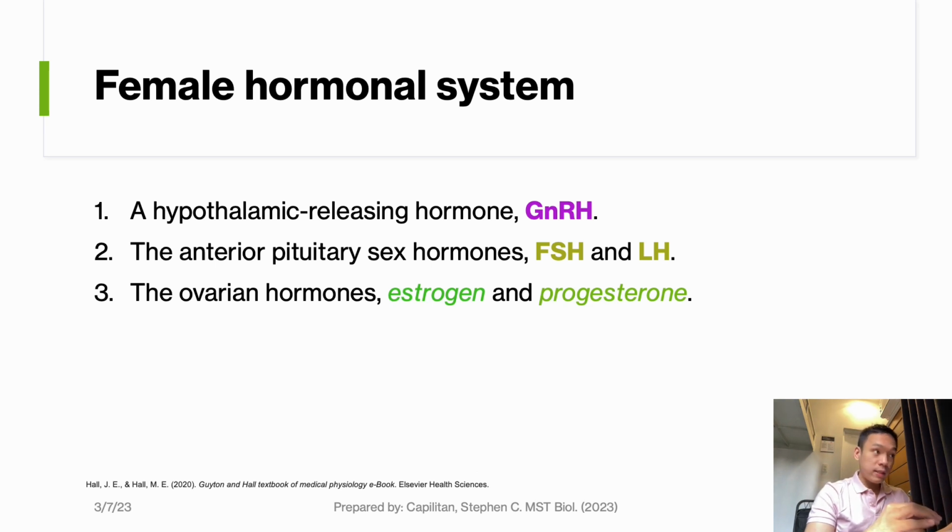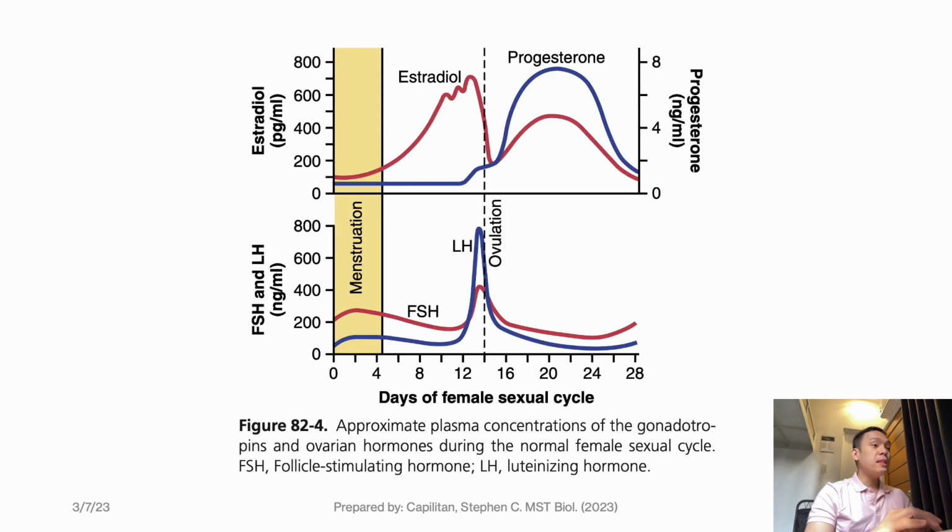In your female hormonal system, we have different hormones that are acting upon it. The first one is the hypothalamic releasing hormone, the gonadotropin-releasing hormone, the anterior pituitary sex hormones, the follicle-stimulating hormone and the luteinizing hormone, and the ovarian hormones such as estrogen and progesterone. During the female sexual cycle, the menstrual cycle, there are appropriate plasma concentrations of the gonadotropins and ovarian hormones.